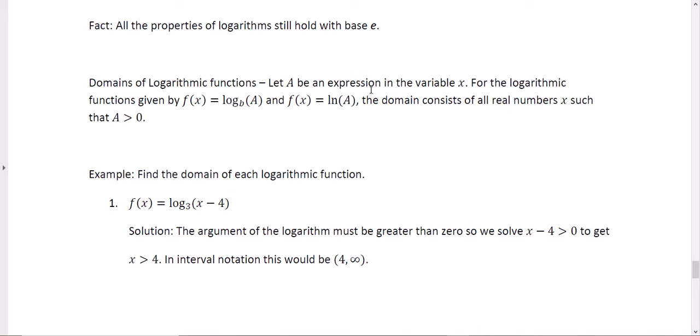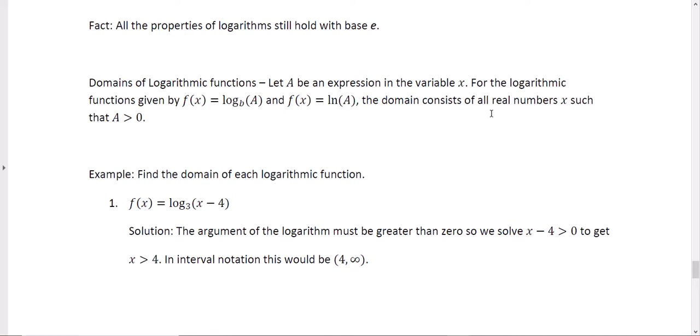We're going to let a be an expression in the variable x. So maybe it's x squared plus 3x, maybe it's just x, maybe it's 2x minus 1. It's just some expression using x. For the logarithmic functions, given by f of x equals log base b of a, or in particular, f of x equals natural log of a. Sorry, that's an a, that's not an x. I can't read my own typing.